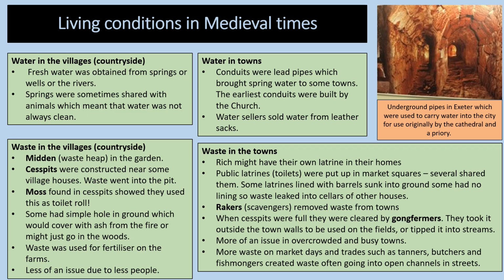The waste generally in towns was more of an issue because they were overcrowded and they were busy. And of course, there was more waste on market days, and trades such as tanners, butchers and fishmongers created waste, often going into open channels in the streets. Butchers in particular, the entrails and remains of animals and the blood and the guts, they often flowed into these open channels in the streets.